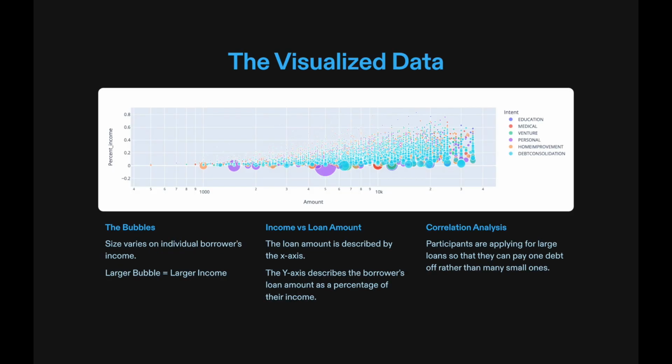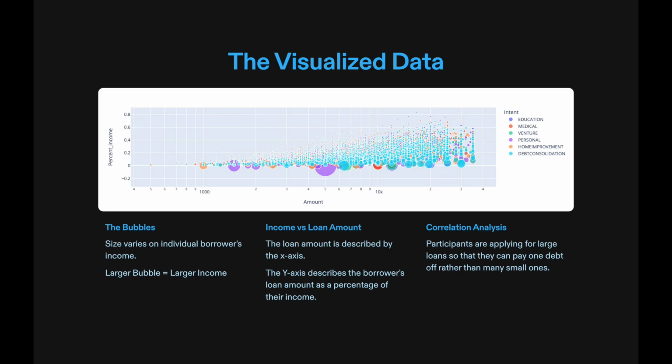The visualization presented is a bubble chart created to understand borrowers who have not previously defaulted on loans. The size of each bubble signifies the borrower's income. Larger bubbles mean the individual's income is greater than the rest. The x-axis describes the loan intent, and the y-axis describes the borrower's loan amount as a percentage of their income. We can see the smaller bubbles at the top of the chart are a higher percentage of the borrower's income. The loan amount is also higher.